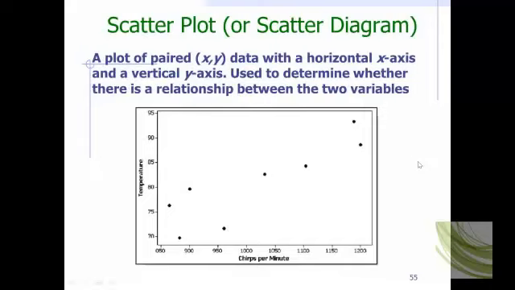And then we have a scatter plot, where we plot things on the x-axis versus the y-axis. Here we are looking at cricket chirps as they vary by temperature. You can see that when the temperature is low, the number of chirps is lower. When the temperature is higher, the number of chirps is higher.